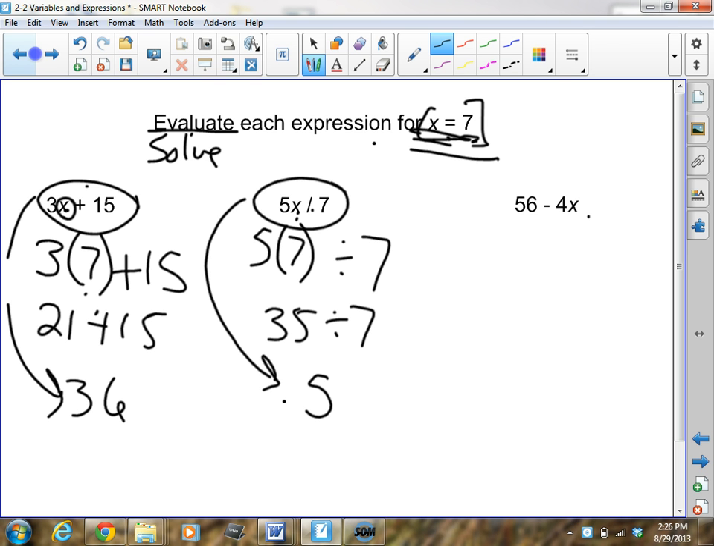Let's do one more, like this. So once again, we use x equals 7, so it's going to be 56 minus 4 times 7. So 4 times 7 is going to be 28.